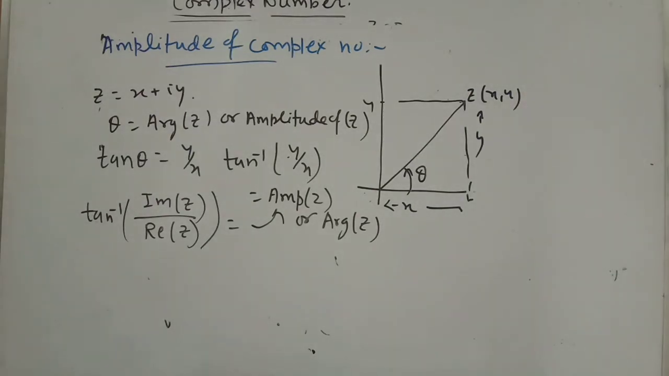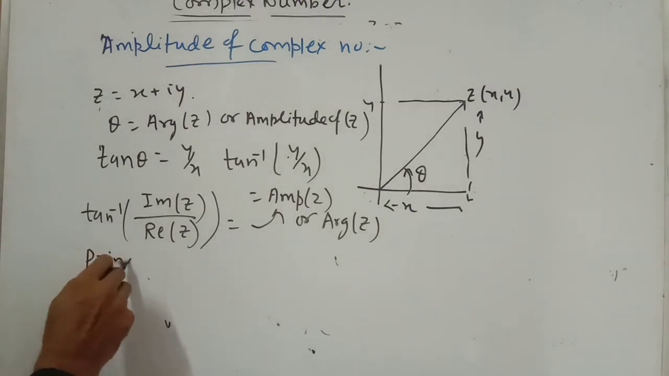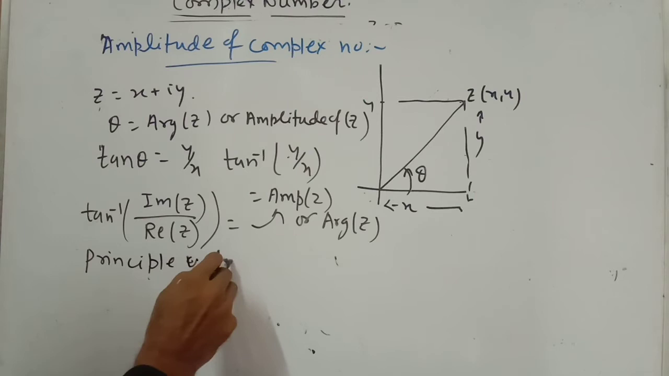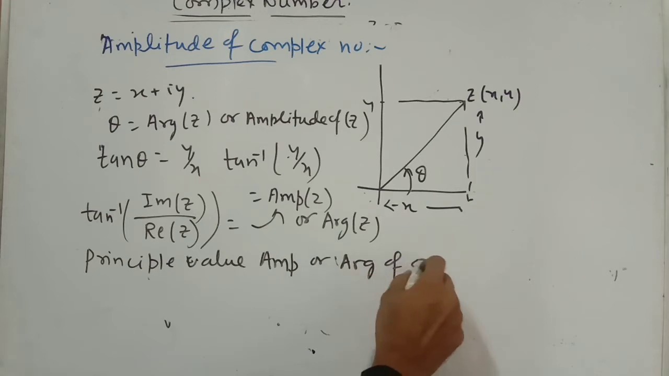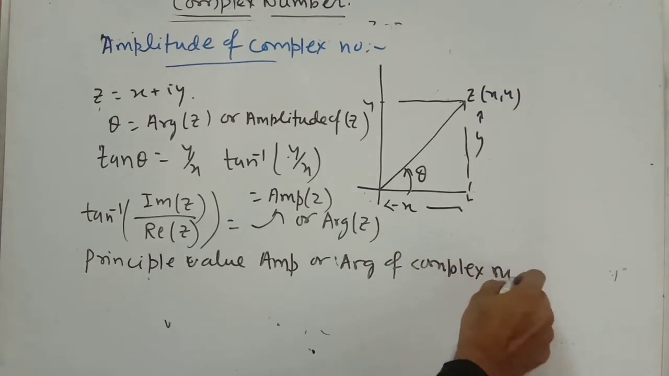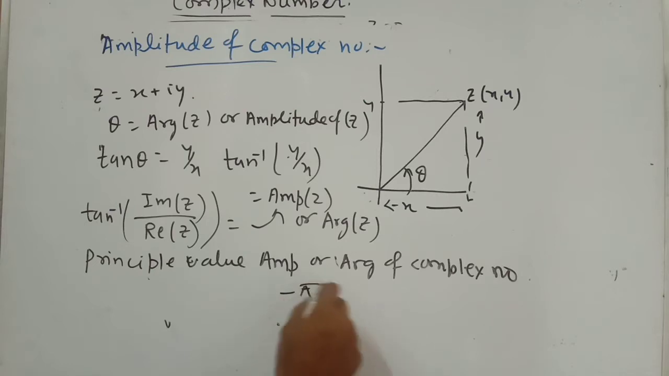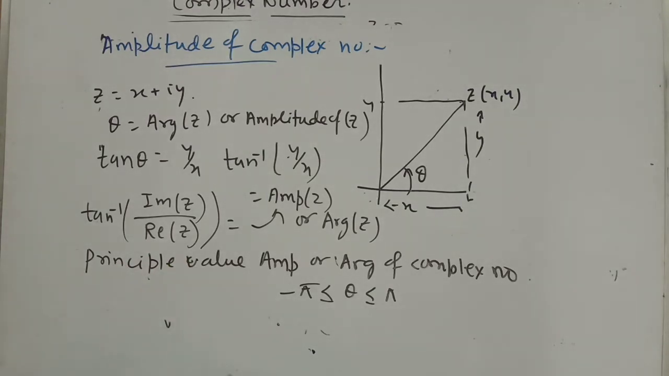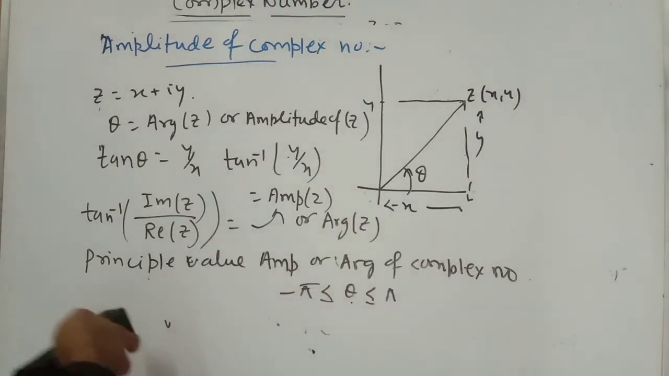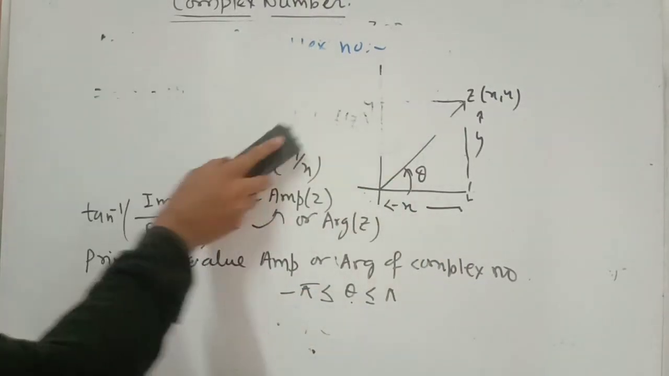Okay, and one thing is very important. The principal value of amplitude or argument of a complex number lies between minus pi and plus pi. When you find the principal value of the argument, the theta value should lie between minus pi and pi. Now I am giving an example, then you can easily understand.